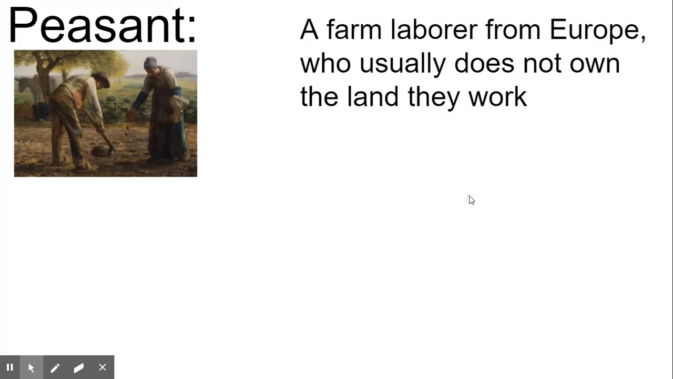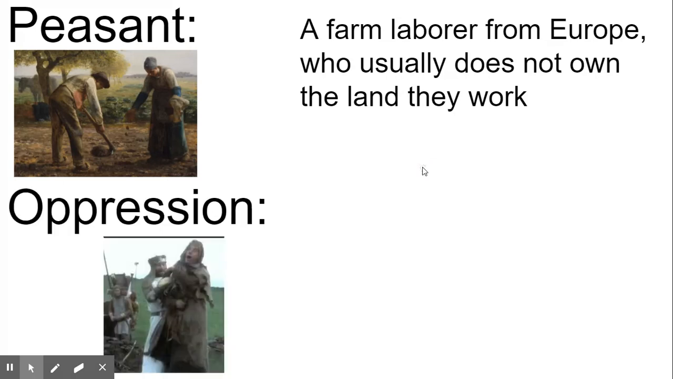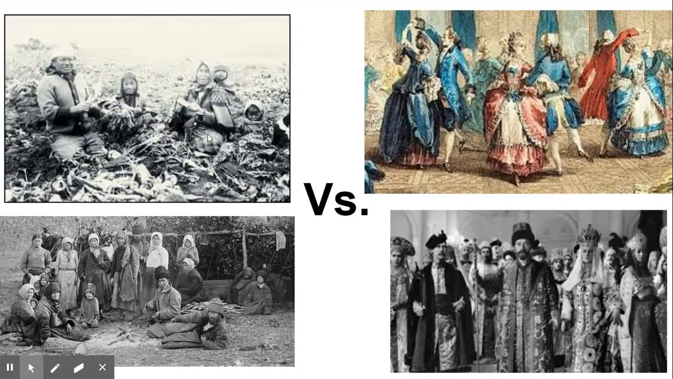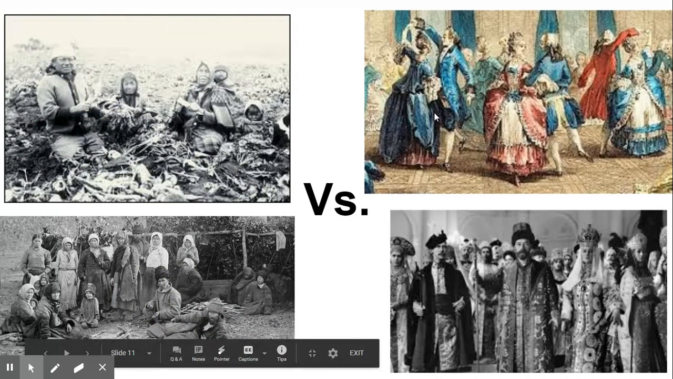All right, we talked briefly about what a peasant was and how that life in Europe was hard. If you were born a peasant, you're probably going to stay a peasant. The governments in Europe were oftentimes oppressive. And you can see here the stark difference between the life of a peasant and the life of the elite ruling class in Europe.